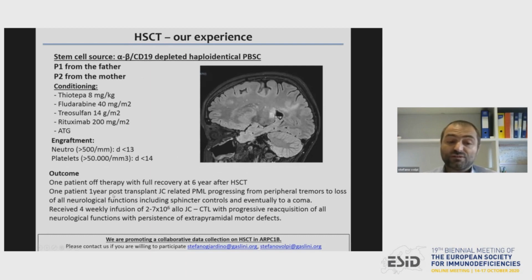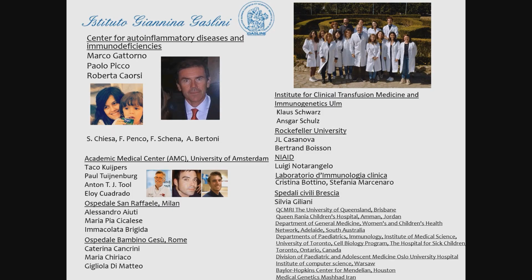The other patient, 1 year after the transplant, developed a JC virus-related PML that led to complete neurological loss of all function and coma. We treated the patient with JC-specific CTLs that resolved the coma. The patient recovered most of his function, but still has some extrapyramidal problems.